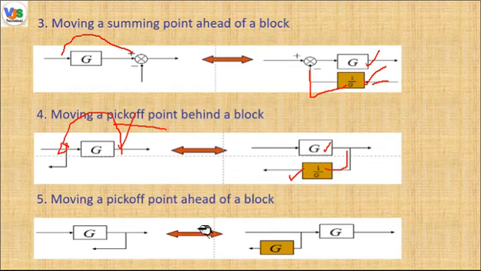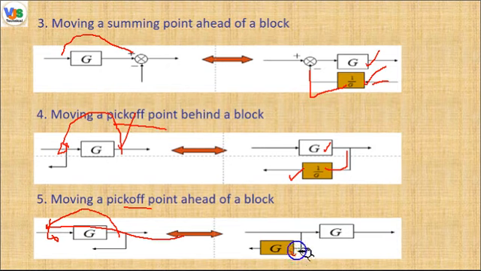For the fifth rule, when we have to move the pick off point ahead of the block. Right now we have seen how we move the pick off point behind. Now we are going to see how we move it ahead. When we move this pick off point ahead of the block, we simply add the gain value into the moving path and we can achieve the block diagram reduction.